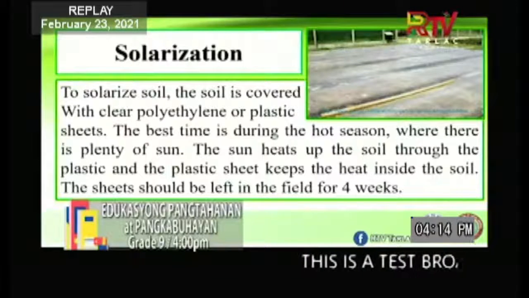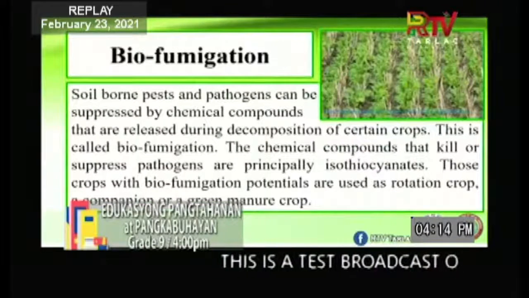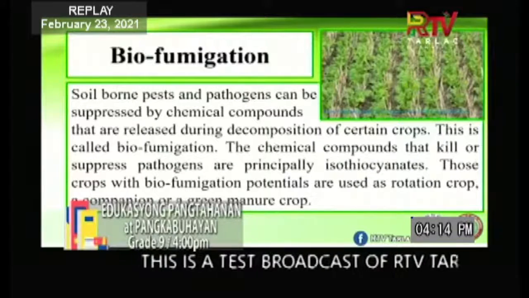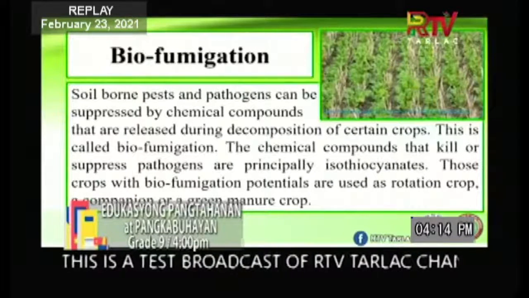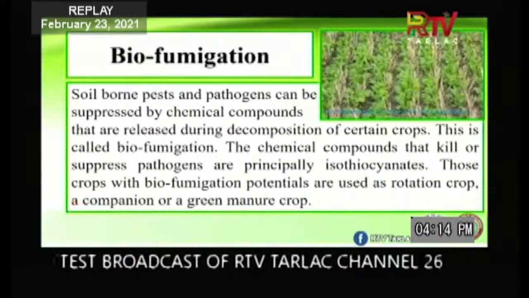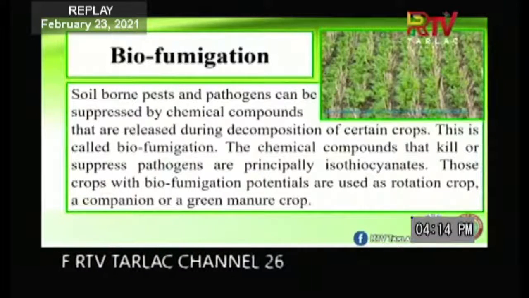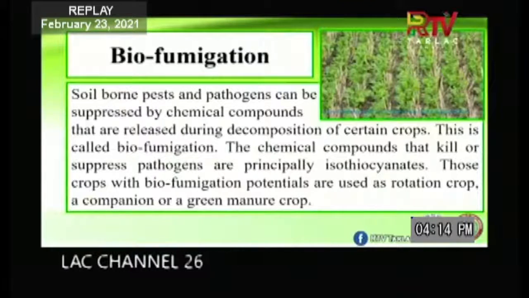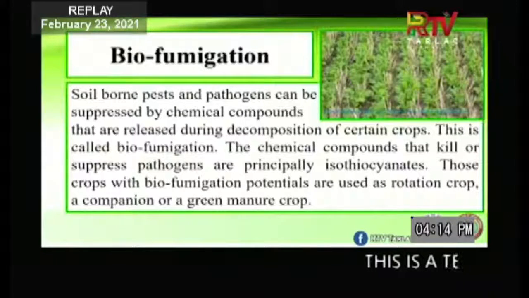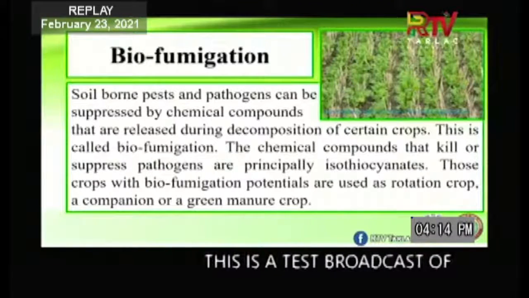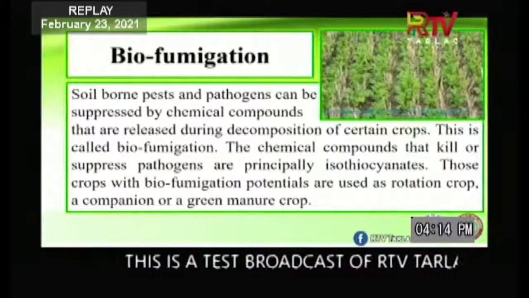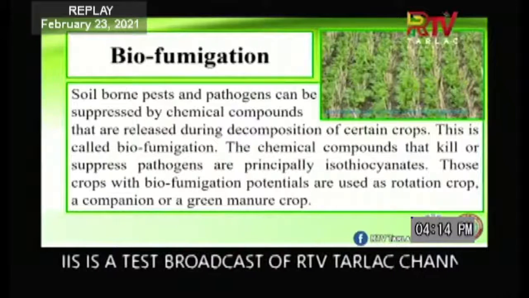Fourth, we have biofumigation. Soil-borne pests and pathogens can be suppressed by chemical compounds that are released during decomposition of certain crops. This is called biofumigation. The chemical compounds that kill or suppress pathogens are principally isothiocyanates. Those crops with biofumigation potentials are used as a rotation crop, a companion crop, or a green manure crop.